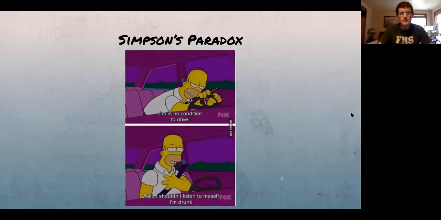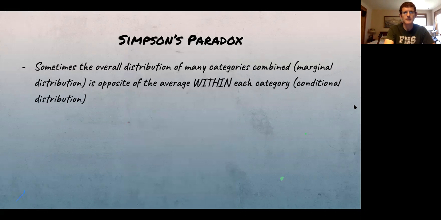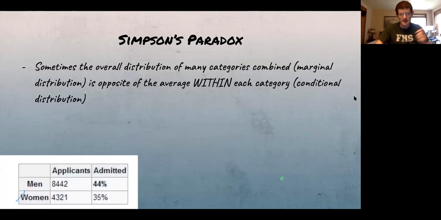All right, so here's one form of Simpson's paradox. And of course, here is the form that you guys will be needing to know. Sometimes the overall distribution of many categories combined is opposite of the average or the distribution within each category. So we need an example for this. This is a real case. The data here is a little bit mixed up, but don't worry, we'll make sense of it.